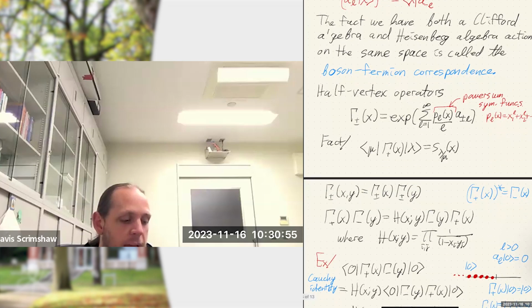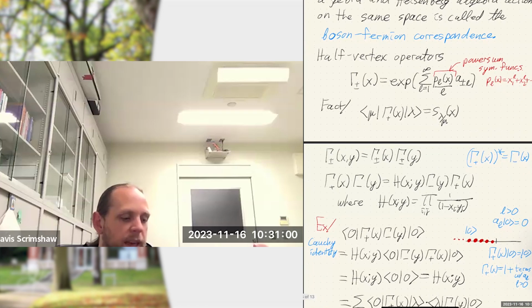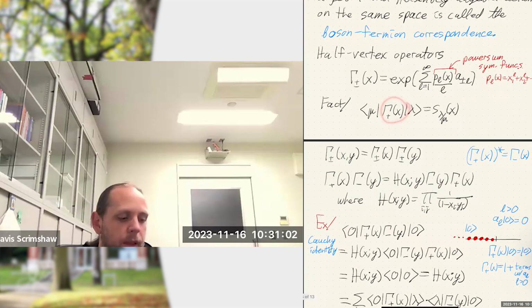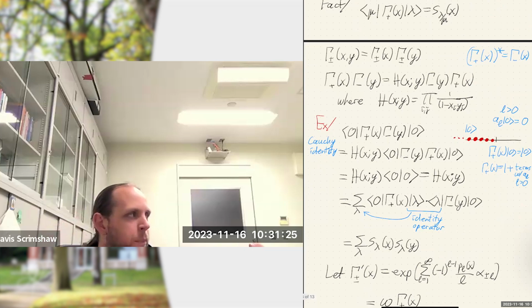And a very important fact of the boson-fermion correspondence is that if I stick in one of these half-vertex operators in between mu and lambda, I get the skew Schur function. In particular, if I take mu to be empty, I get the classical Schur function that we kind of hinted at before, and I can provide an explicit definition if anyone would like to hear it.